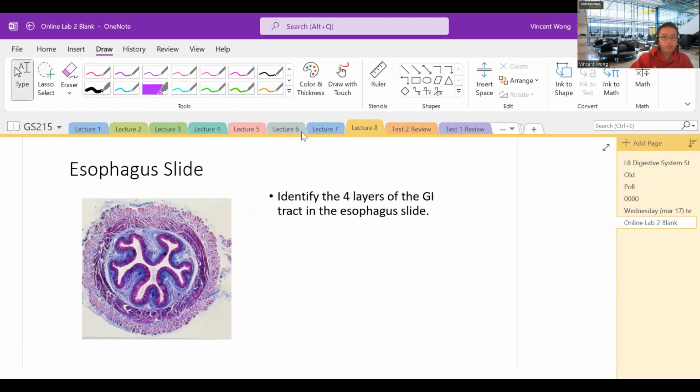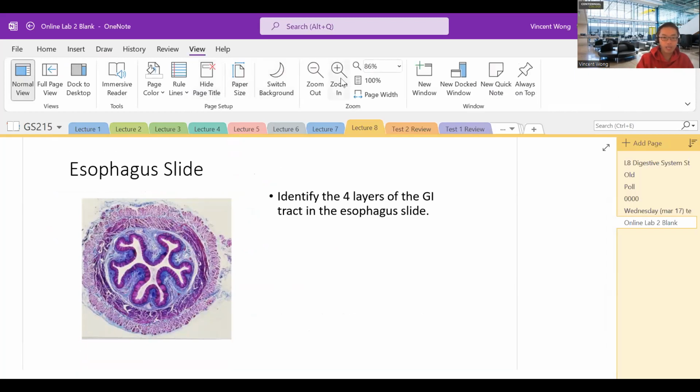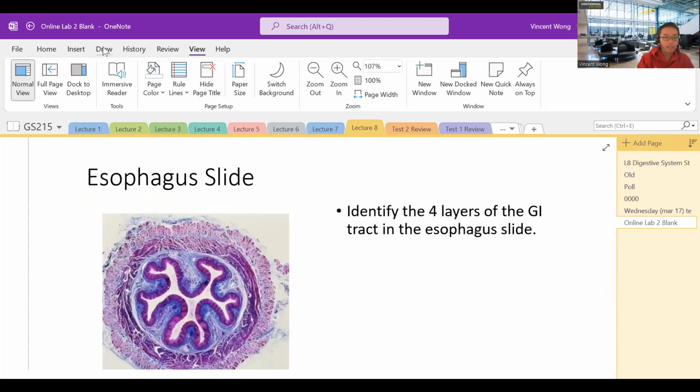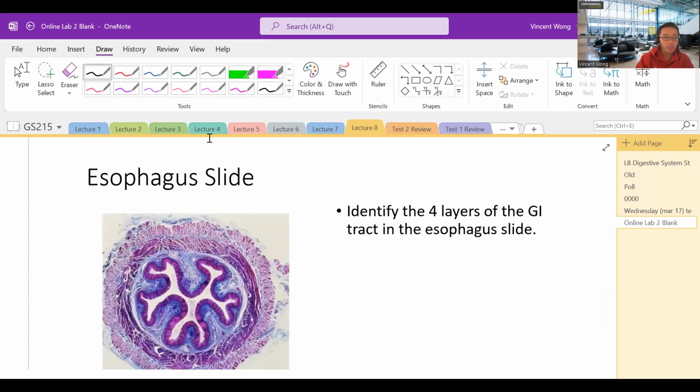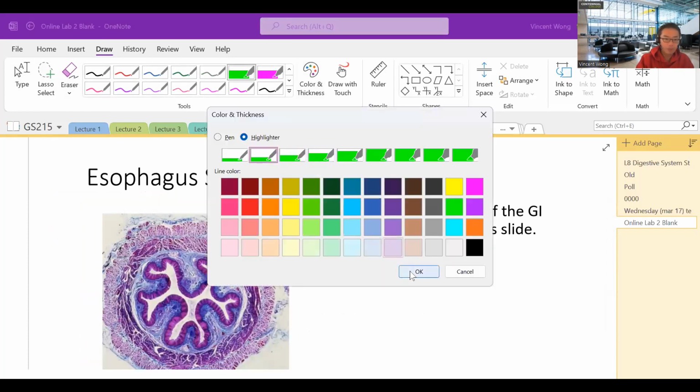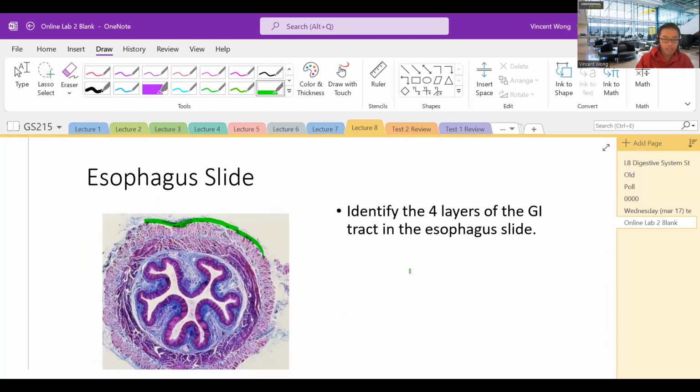Okay, this is an esophagus slide. That's how big it is. Identify the 4 layers of the GI tract. So the outermost layer, let me try to highlight it for you. It's a little bit difficult to do, but this very thin layer at the edge, that would be the serosa.